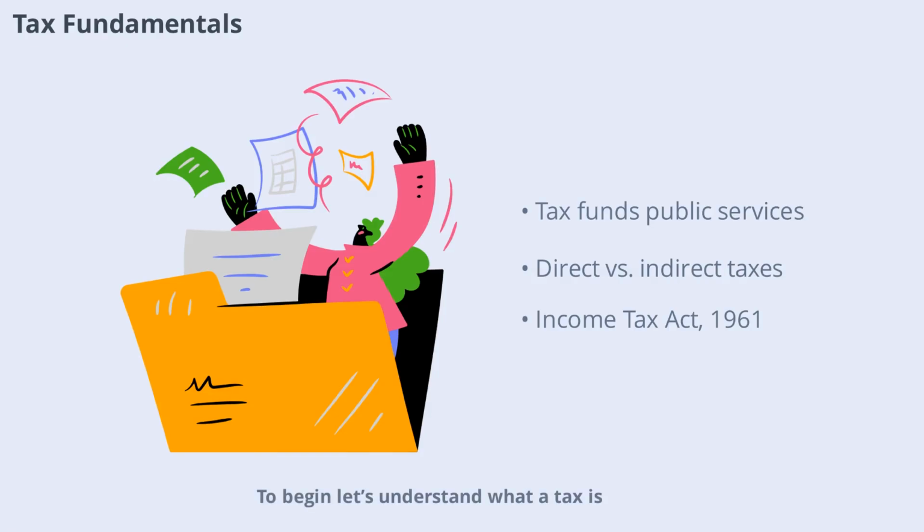Let's understand what a tax is. A tax is a compulsory financial charge imposed by the government to fund public services like roads, defense, and healthcare. In India, taxes are broadly classified as direct and indirect. Direct taxes, like income tax, are paid directly by the person who earns the income. Indirect taxes, such as GST, are paid by consumers when they buy goods or services. The Income Tax Act, 1961, is the main law governing how income tax is calculated and collected in India.